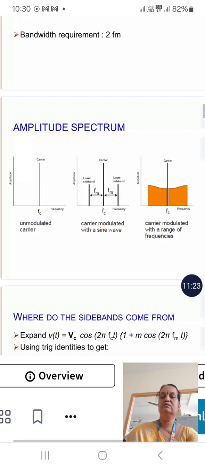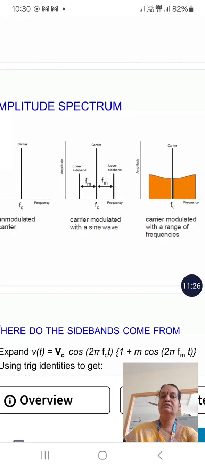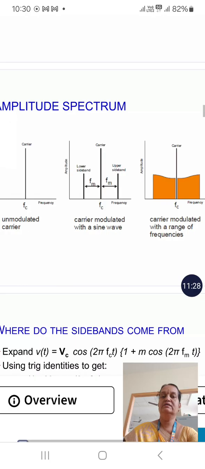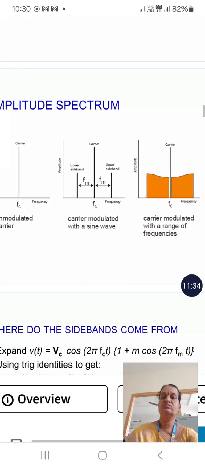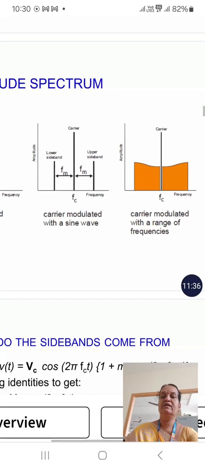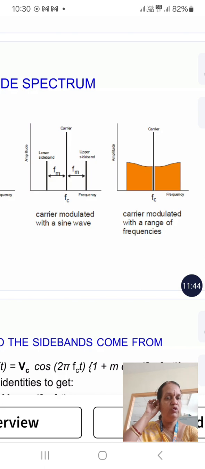Now the sidebands, which represent this in the frequency domain. We have the unmodulated carrier first, and when the carrier is modulated with a sine wave, we get two components, plus Fm and minus Fm. Since its amplitude is modulated, we have the carrier signal along with two sidebands, one called the upper sideband and the other the lower sideband. The upper sideband is represented as Fc plus Fm, and the lower sideband as Fc minus Fm.